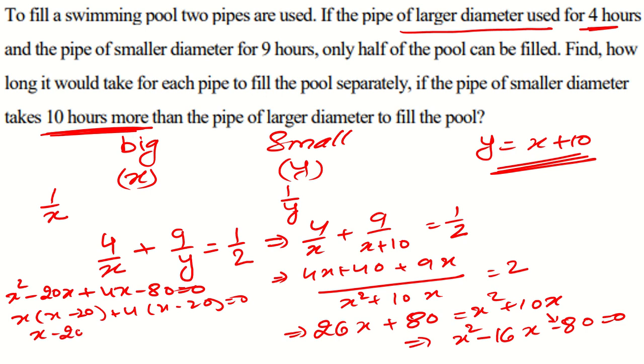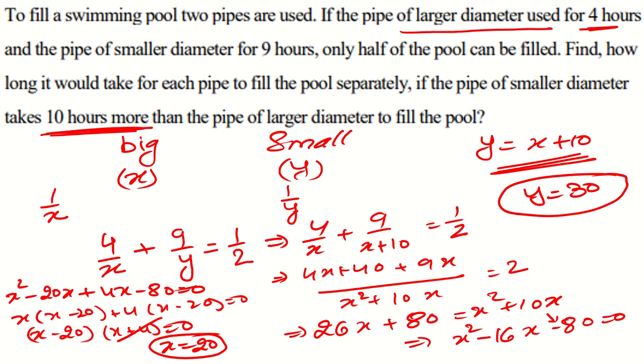x minus 20 can be taken common from the expression, so x minus 20 into x plus 4 equal to 0. x plus 4 cannot be 0. Why? Because if x plus 4 is equal to 0, then x will be minus 4, which is not possible in this case because we are taking x as the time. So if x minus 20 is equal to 0, x will be equal to 20. And when x is equal to 20, y will be equal to 20 plus 10, that is 30 hours.